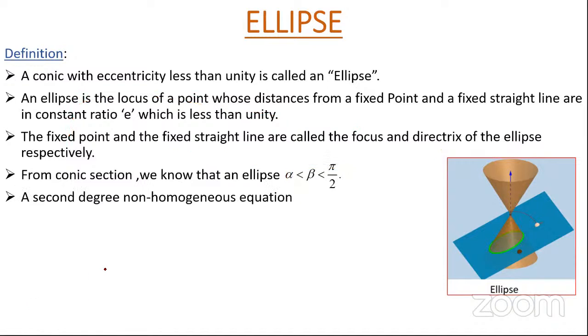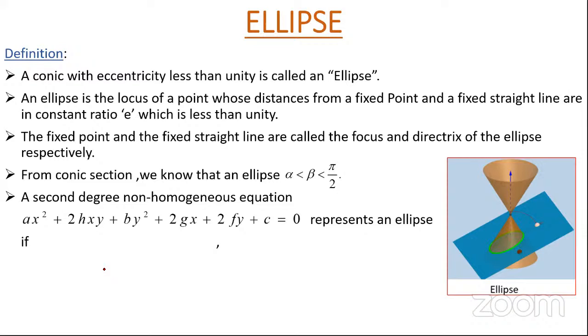A second degree non-homogeneous equation is ax square plus 2hxy plus by square plus 2gx plus 2fy plus c equals 0. If it is an ellipse, it has some conditions. This second degree non-homogeneous equation represents an ellipse if delta is not equal to 0 and h square minus ab is less than 0.